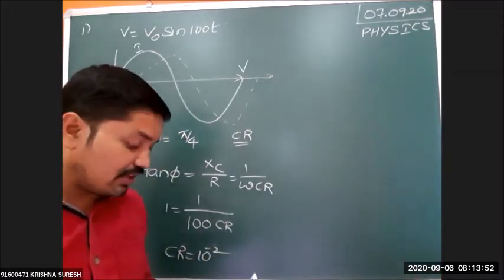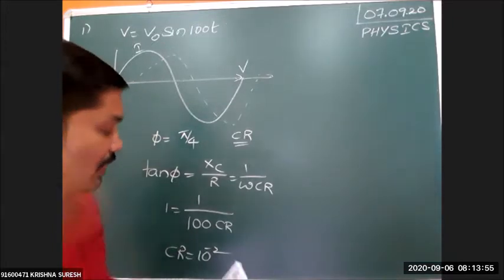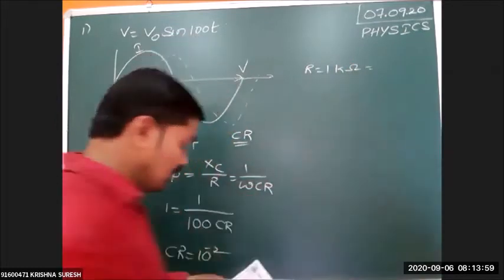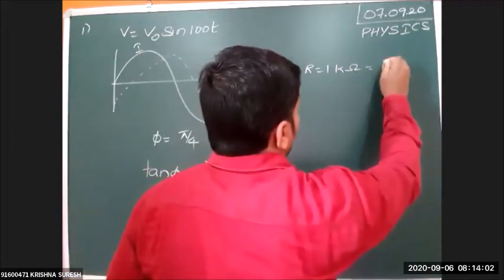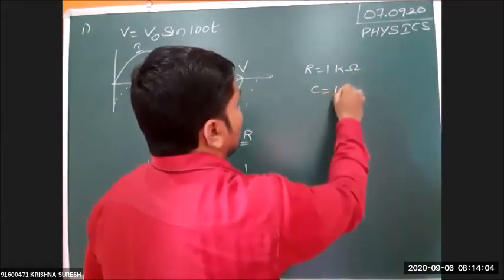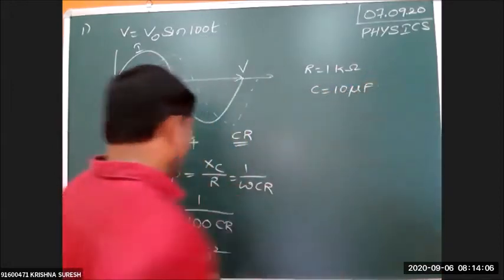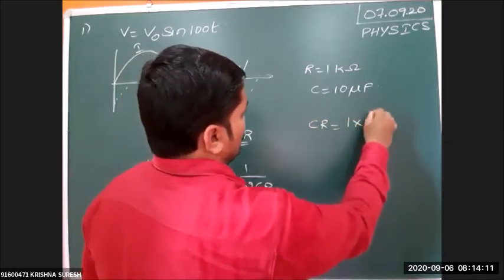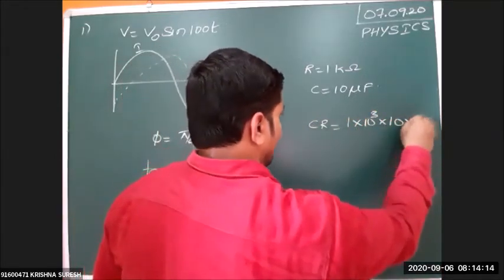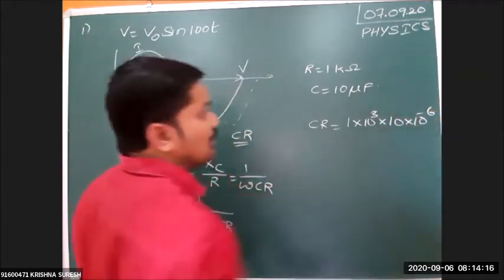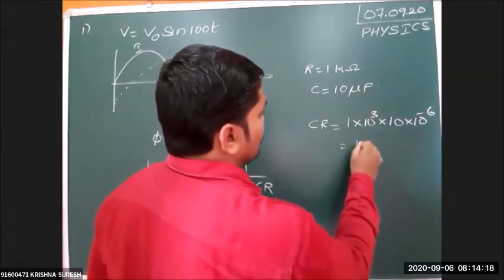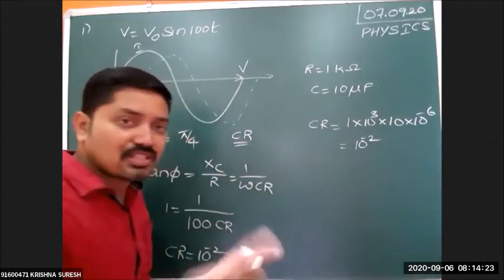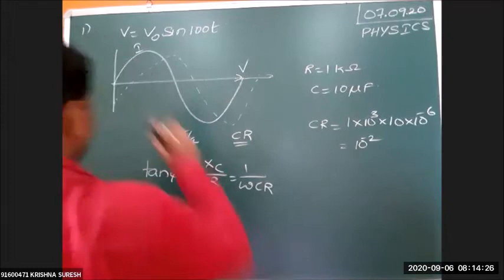So in option 1, check that: R is equal to 1 kilo ohm and C is equal to 10 microfarad. Now let us find the CR value. 1 kilo means 1 into 10 power 3 and 10 micro means 10 into 10 power minus 6. So what is this value? That is nothing but 10 power minus 2. So which option is correct? The first option is correct. Next, second question.